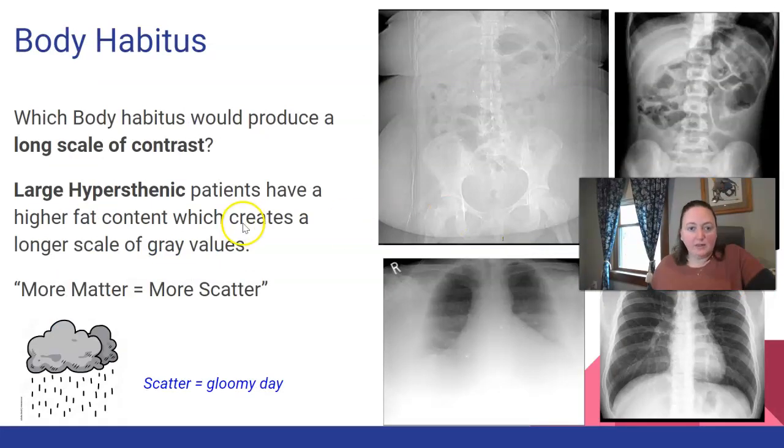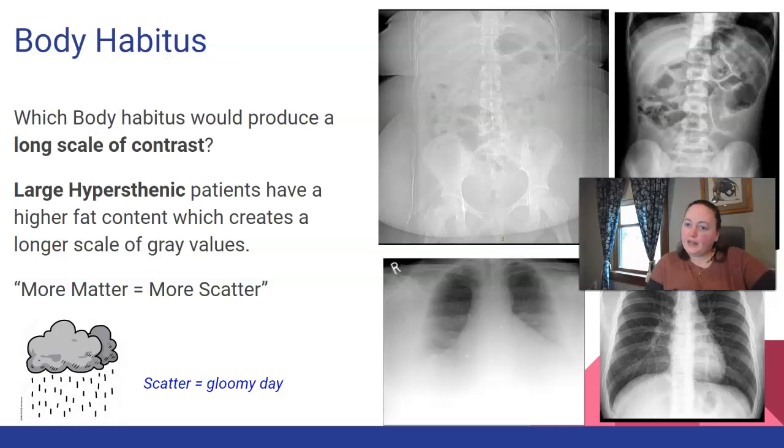Body habitus can also be involved with a contrast question, right? Because if we think of body habitus, we think large patients, if they have more mass or more matter, there's a higher chance of scattering. So scatter, we don't like scatter. We don't like scatter really for any reason. It makes my image more gray. It increases my dose as a technologist. Scatter, bad news bears, right?